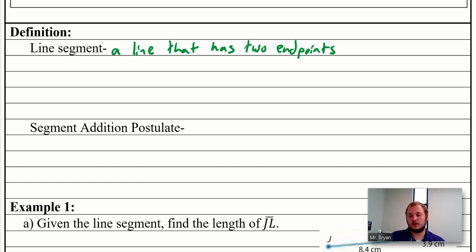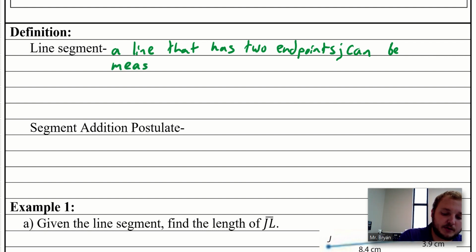So this is very similar to what we talked about in the last video, right? A line, but in this case it doesn't extend out infinitely in all directions. And the reason this is helpful and the reason we talk about this a lot is because if it has two endpoints, then it can be measured. It can be measured.